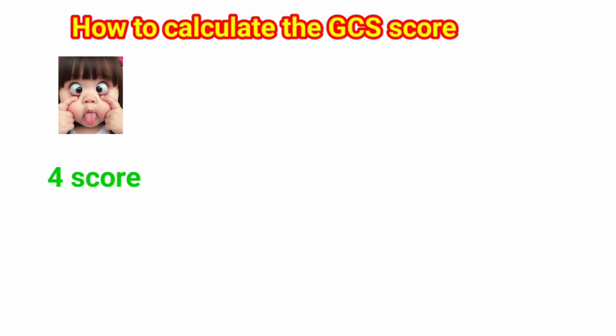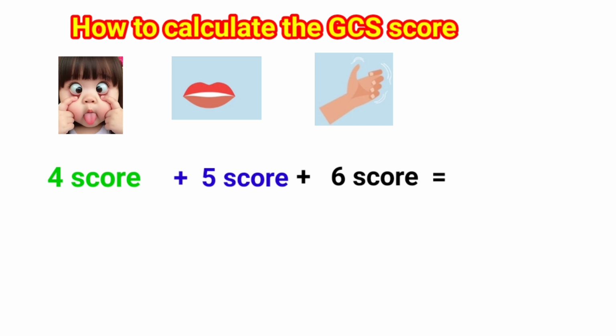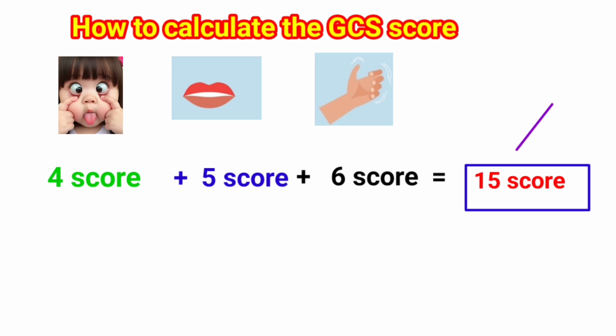Now at the end, how do we calculate the total GCS score? We simply add the three components. Eye, 4 score, plus verbal 5, plus motor 6. It will become a total of 15. It is the maximum number. The minimum score is 3.